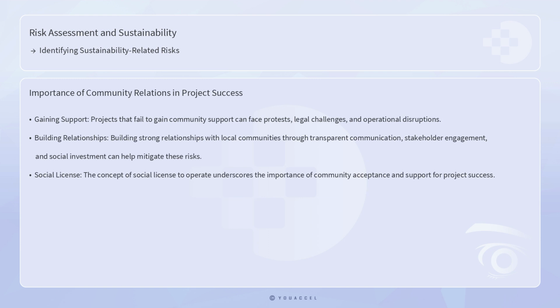Community relations are another critical aspect of social risks. Projects that fail to gain community support can face protests, legal challenges, and operational disruptions. Building strong relationships with local communities through transparent communication, stakeholder engagement, and social investment can help mitigate these risks and foster a positive project environment. The concept of social license to operate underscores the importance of community acceptance and support for project success.